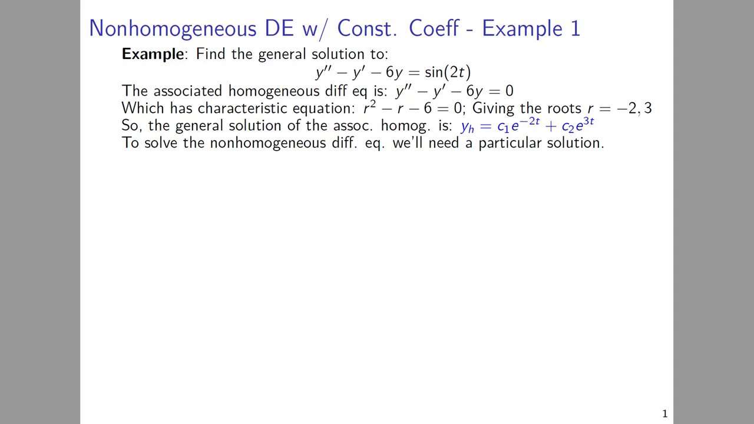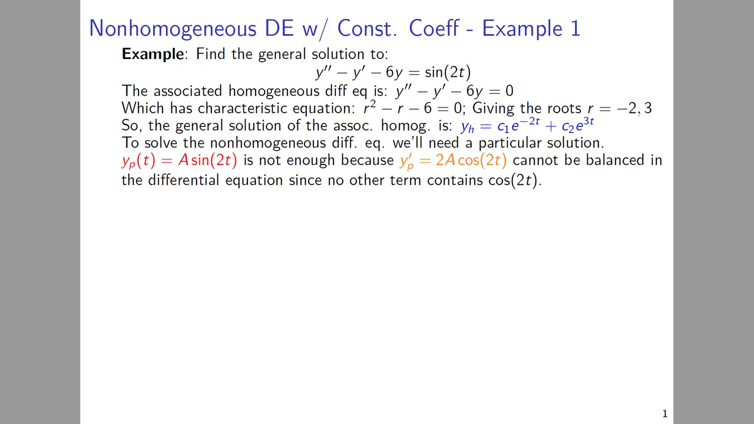Now to solve the non-homogeneous differential equation, we'll need a particular solution. From what we saw in the last example, we may want to try y_p = a sin 2t. But that is not enough, because then y_p' would be 2a cos 2t, and we would have a cosine term on the left-hand side, which could not be balanced, since no other term would contain cos 2t. So what we need to use is y_p = a sin 2t + b cos 2t.